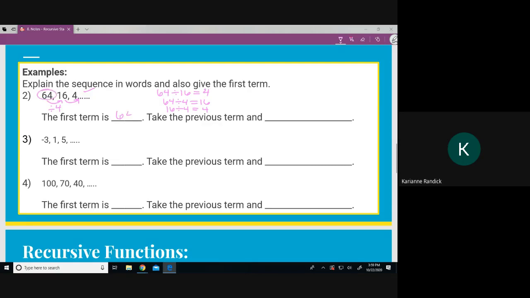So we know the first term is 64. Just write that first number. Take the previous term and divide by 4. You're just writing in words what you're doing. Take a look at our next one. We are going least or low to high.